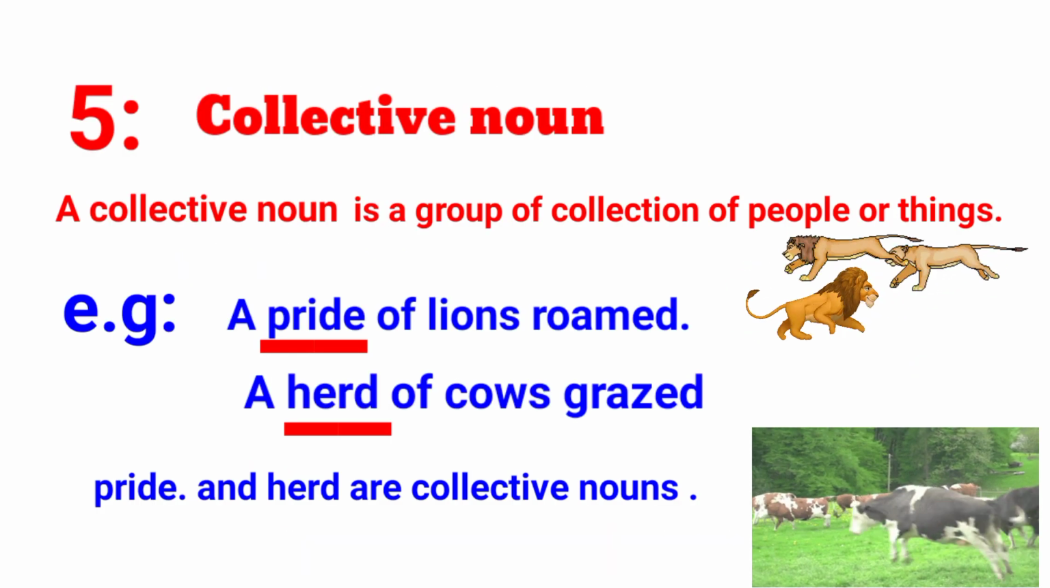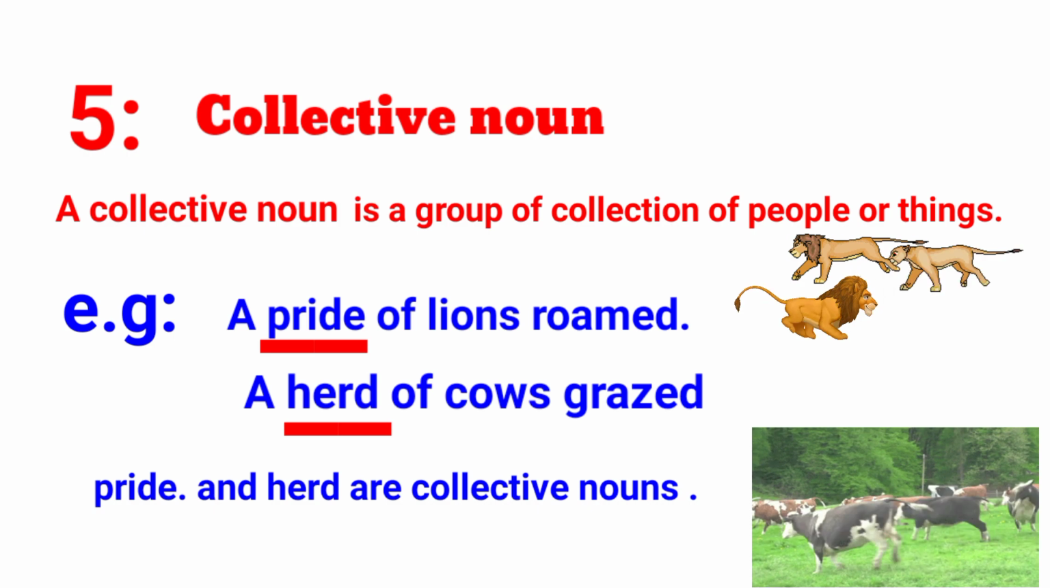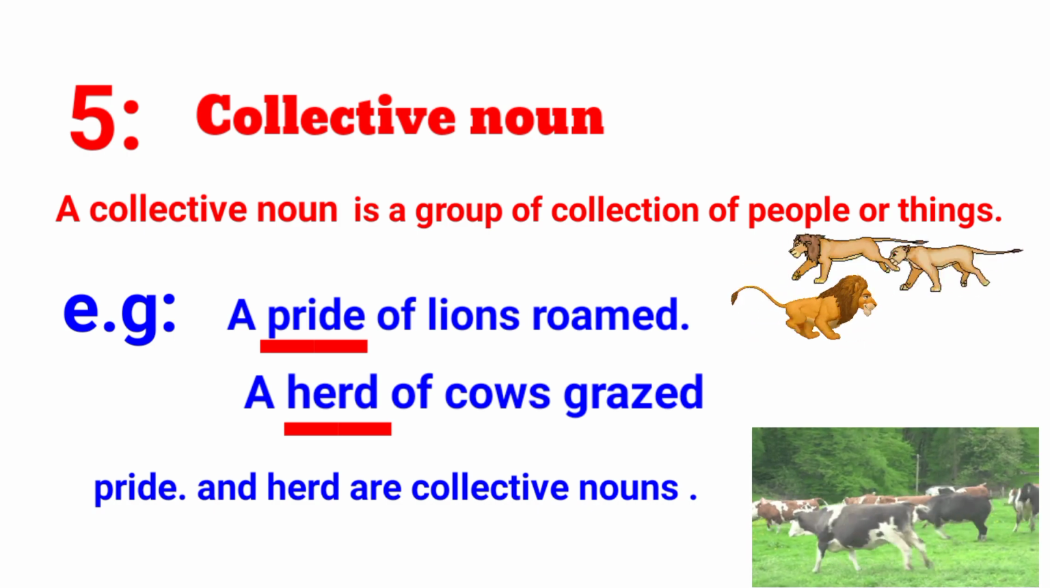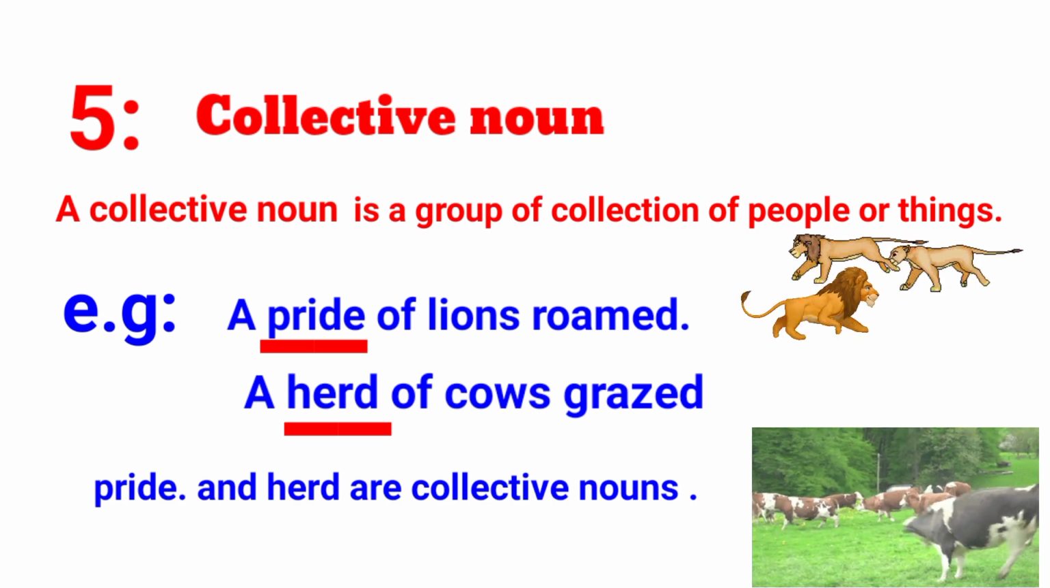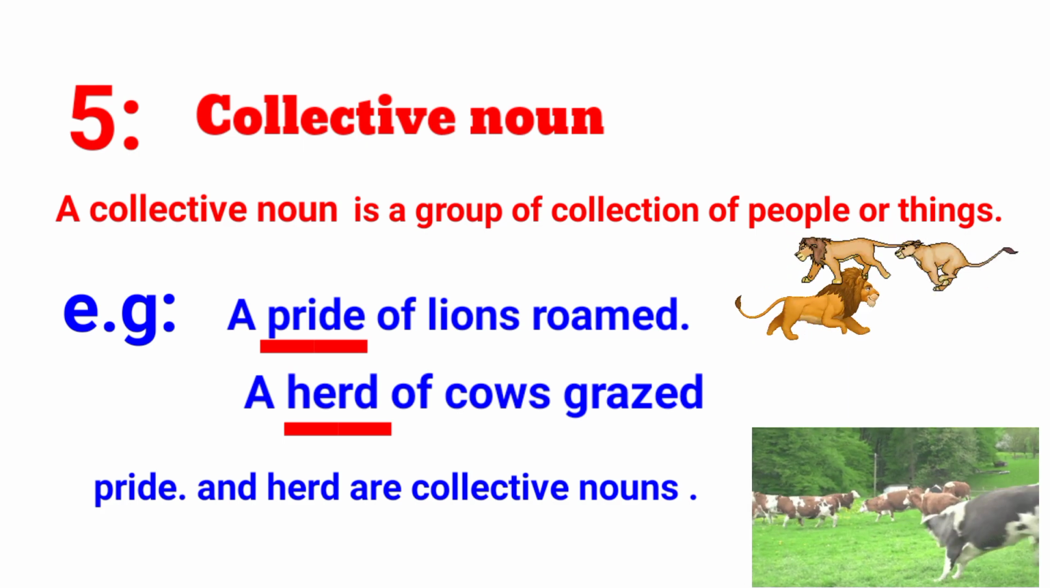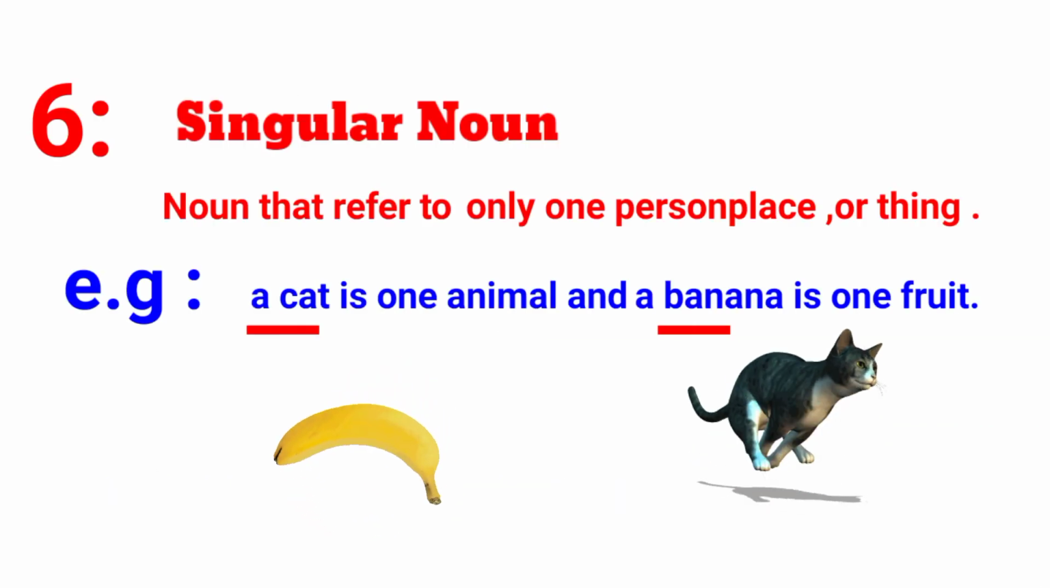Number 5, collective noun. A collective noun is a group or collection of people or things. For example, a pride of lions roamed, a herd of cows grazed. Pride and herd are collective nouns.